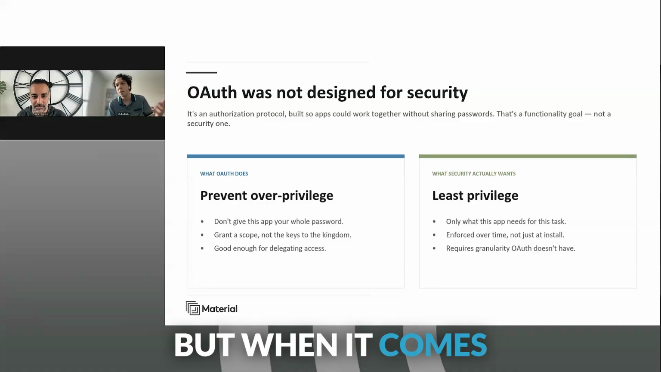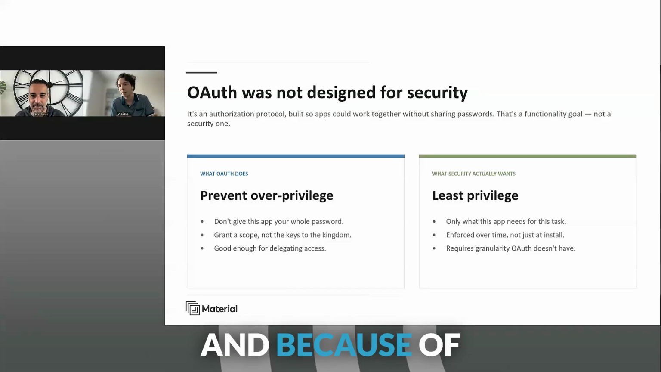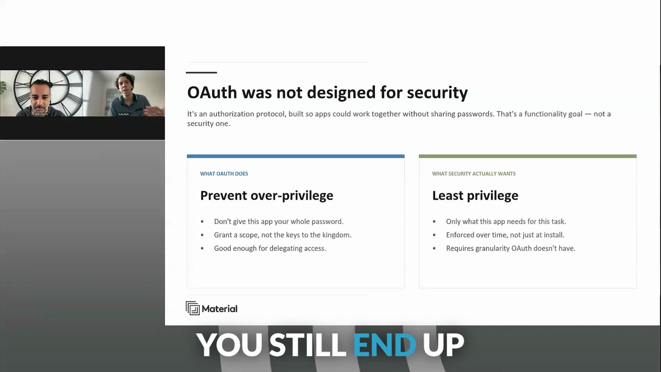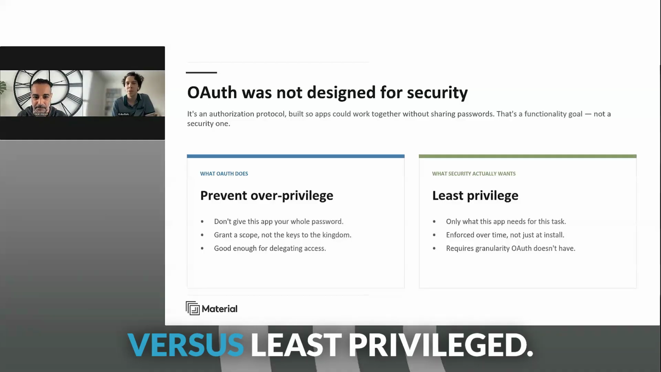But when it comes to the drive scopes for read access, you can get very broad. And because of that broad access, you still end up with security gaps. And I think that's what's captured here is overprivileged versus least privileged.